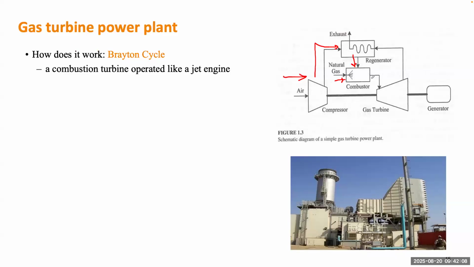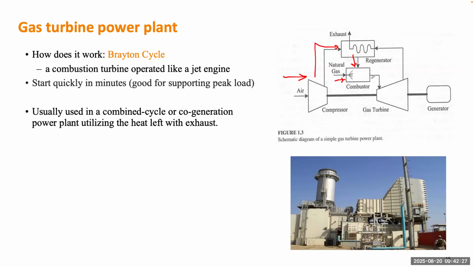The cycle of this type of engine is called the Brayton cycle. It's different from the Rankine cycle for a steam turbine generator. It can start quickly, in minutes. So it's good for supporting intermediate and peak loads.